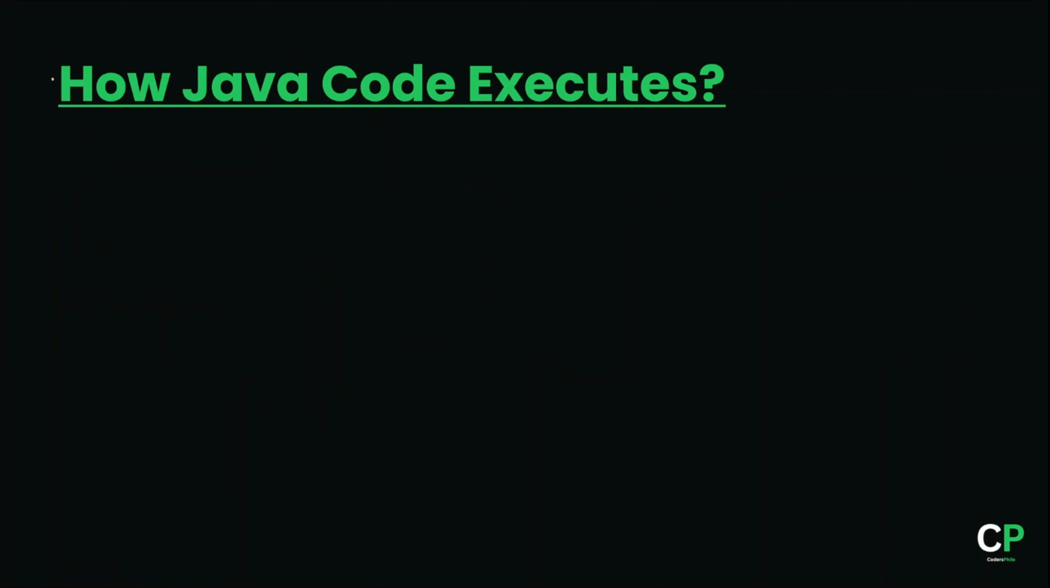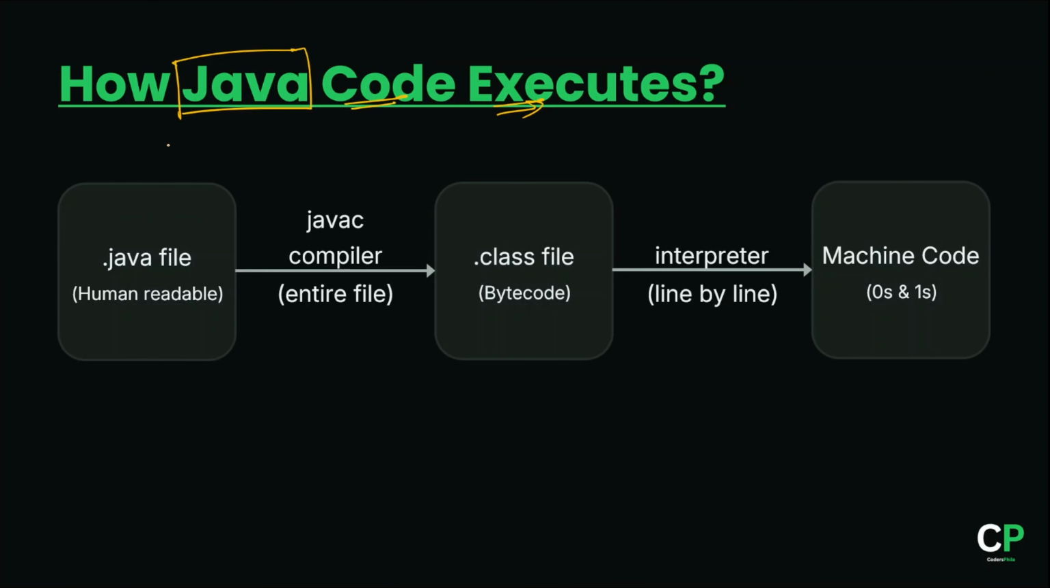Now let's see how Java code executes. First we write our code in Java and save it into a .java file, and this file is human readable. Now this file is taken by the compiler known as javac and compiled into a .class file that is also known as bytecode.